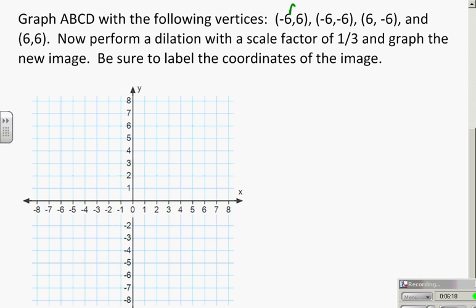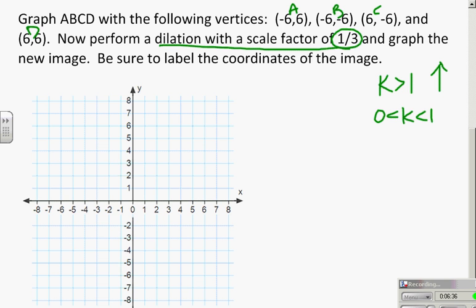Now, if we are going to graph ABCD with the following vertices A, B, C, and D, and then perform a dilation with a scale factor of 1/3, graph the new image. Now, remember, little side note, K greater than 1, my figure is going to get bigger. K between 0 and 1, my figure is going to get smaller.